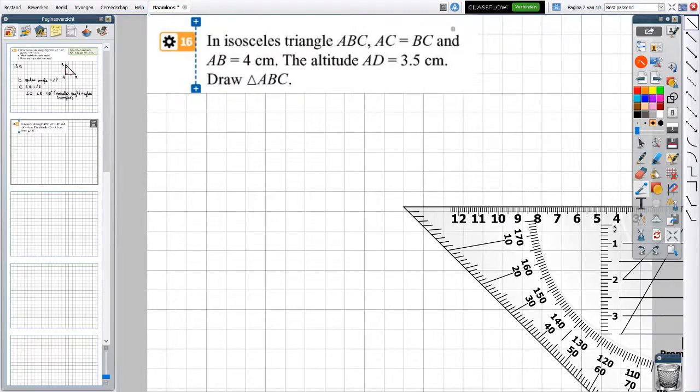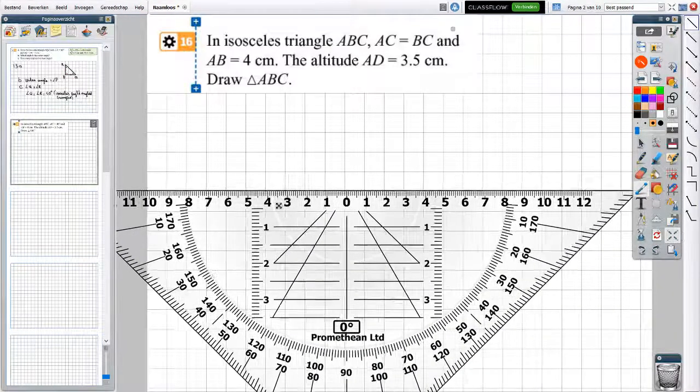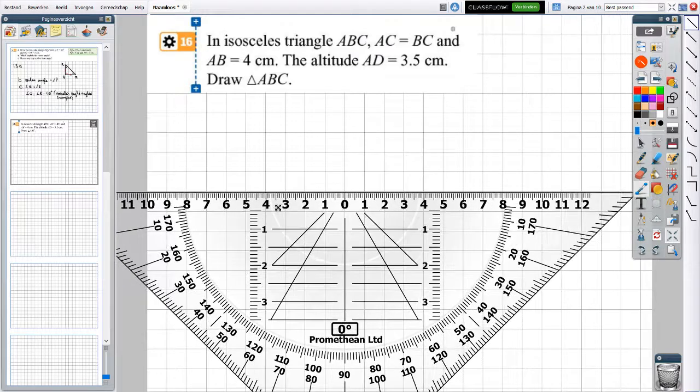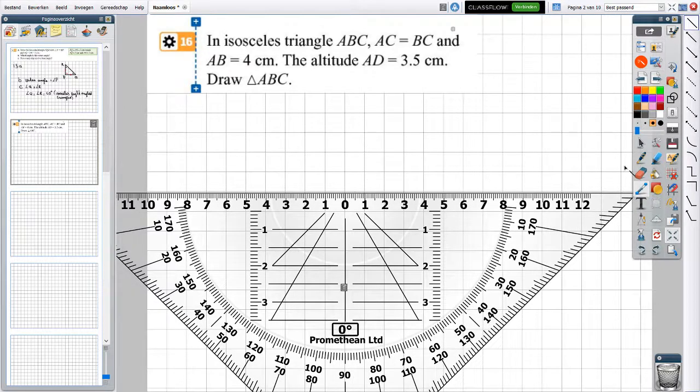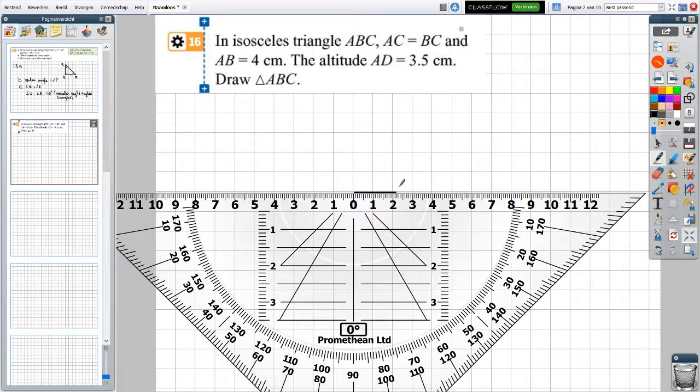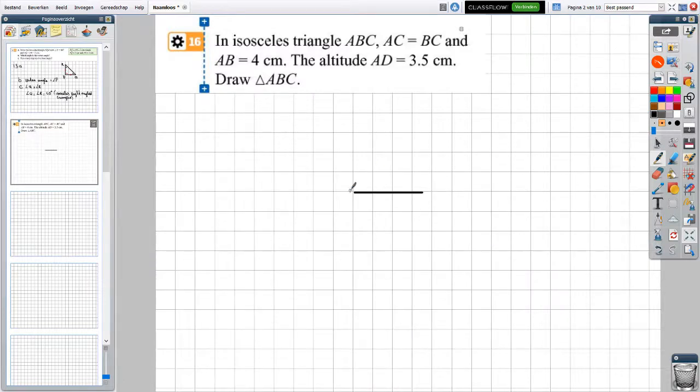So I will take out my protractor here. I'm going to use my protractor because I need 3.5, so I can use my grid spaces exactly here. That is a terrible line. Let's do it like this. So around here, right? This is going to be point A, and this is going to be point D right here.